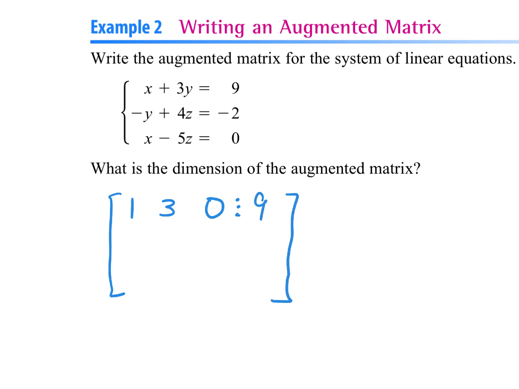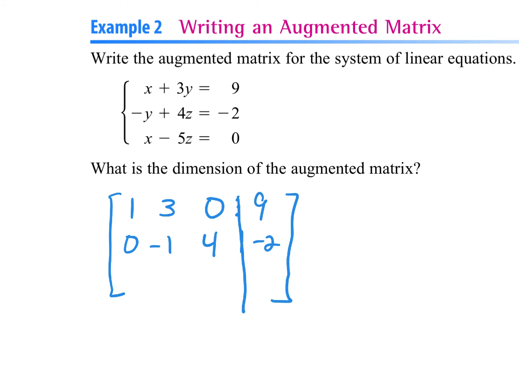I always just write a vertical line. So look at the second equation. What's the coefficient of x? 0. What's the coefficient of y? -1. What's the coefficient of z? 4. And then what's the answer? -2.